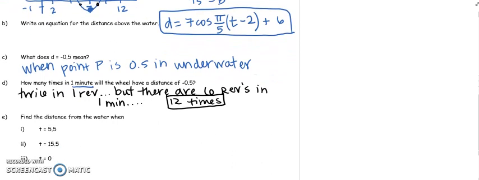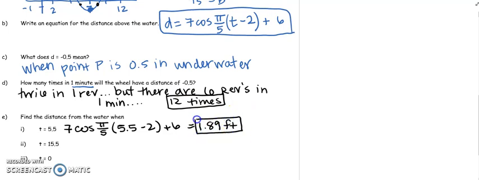Find the distance from the water when t is 5.5. Well, we're literally going to type in 7 cosine pi over 5 times 5.5 minus 2, plus 6. Now make sure your calculator's in radian mode, since I do have radians here, but I will tell you it's 1.89, and this is distance, so it's feet. All right, so if you type it in the calculator in radian mode, that's what you'll get.